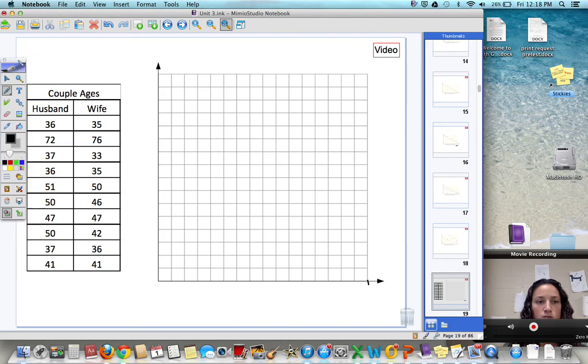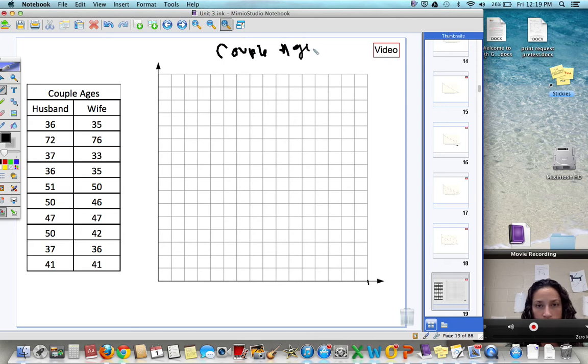So we can make a scatter plot. The first thing we're going to do is give it a title. The title I'm just going to use is couple ages, the same thing. And then I need to number these. So I'm going to look on here.